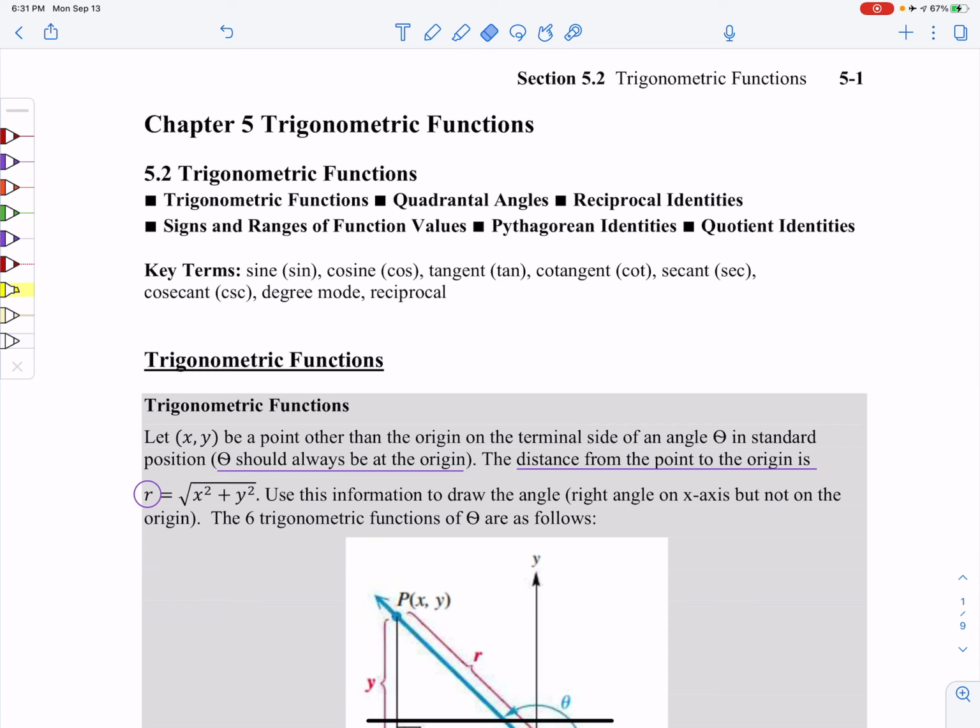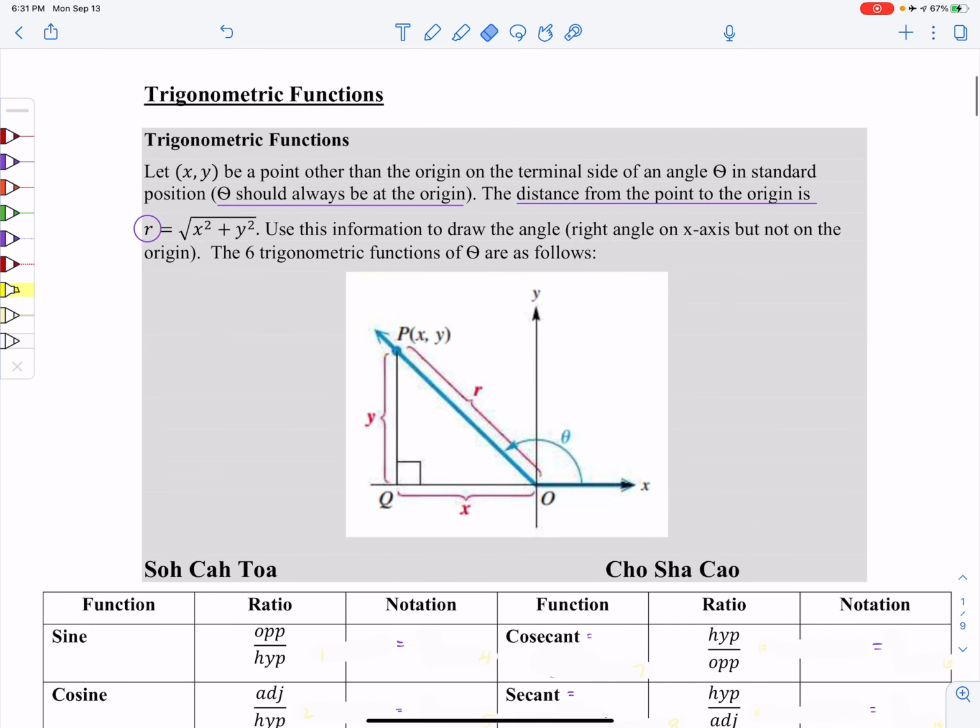Okay, this is section 5.2. This is the first video in this section, and I intend to make 2 videos for this section. We want to look at, first of all, the trigonometric functions. This is going to be one of the most important topics that we'll cover and use day in and day out for the rest of the semester.